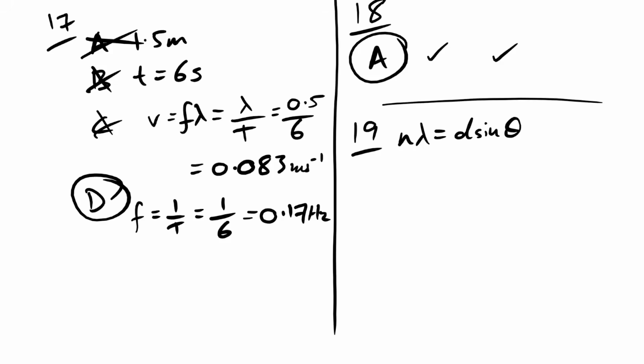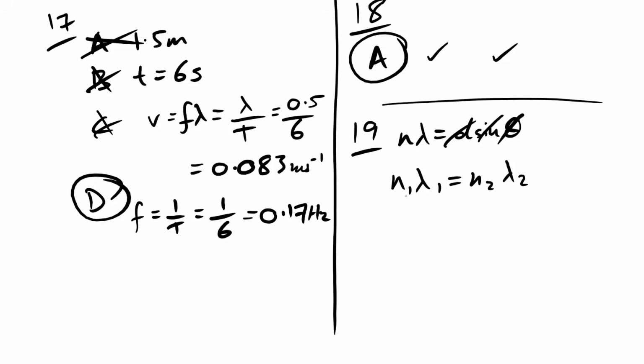theta. So we're told the second order maximum occurs at the same angle as the third order maximum. Right, okay, so this is proportionality. So d is staying the same and theta is staying the same. So therefore we can say that n1 lambda 1 is equal to n2 lambda 2 because they are inversely proportional to each other.